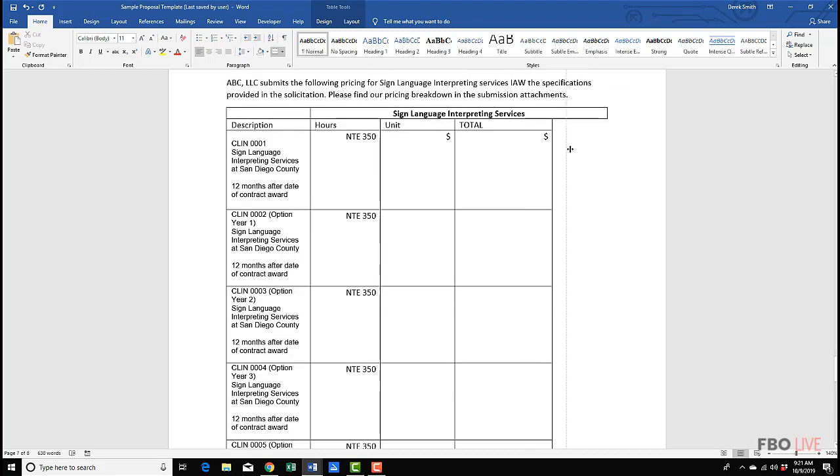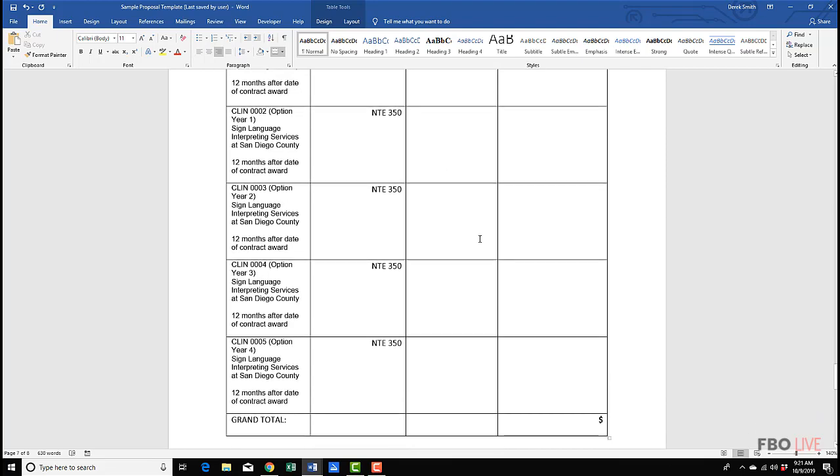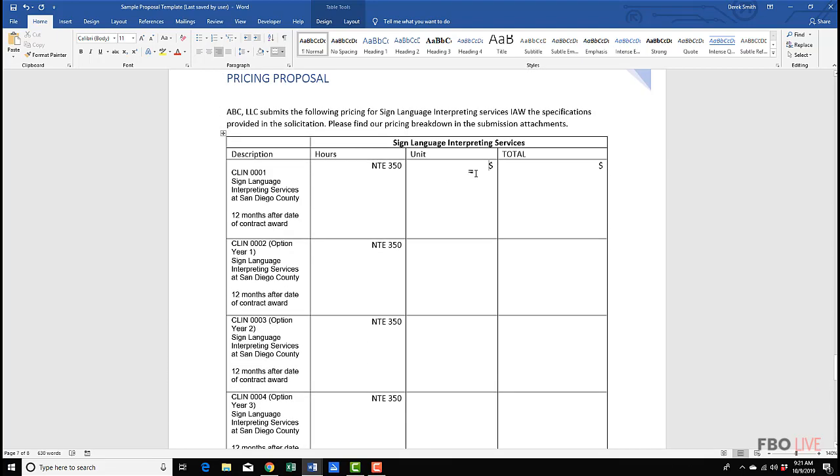So, all right, well, that's a little bit better. Okay, you guys listening, you can't see, we've managed to update the table. So what we're doing is hours not to exceed 350 for each pricing CLIN, and then for the unit, that's going to be your billable hours. So I don't know, say your number is $47 per hour.